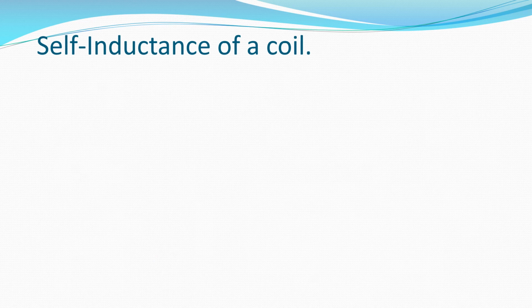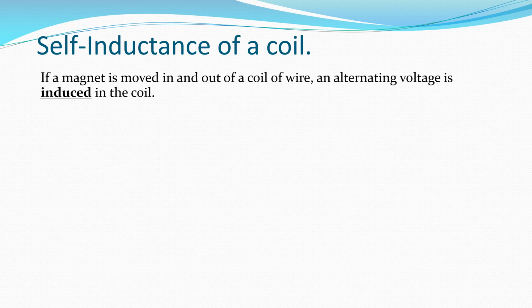Self-inductance of a coil. We know that if we put current through a current carrying wire, a magnetic field is generated. But the opposite is also true. If a magnetic field or a magnet is moved in and out of a coil of wire, an alternating voltage is induced in the coil. Moving the magnet in one direction generates a voltage moving in that direction, and then in the other direction induces a voltage in the opposite direction. Therefore, we have alternating voltage.